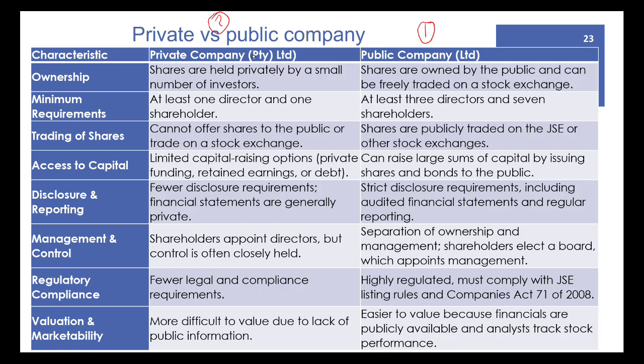Requirements: private company, you can do your own things. Private, 1-1, so 1 director, 1 shareholder. Public company, at least 3 directors. You have to have 3 directors, and you have to have at least 7 shareholders, right? Trading of shares: private, you cannot trade shares. Public, you can trade shares. Access to capital: private company, you can't get a lot of capital, but public company, you can. Why? You can offer shares to the public.